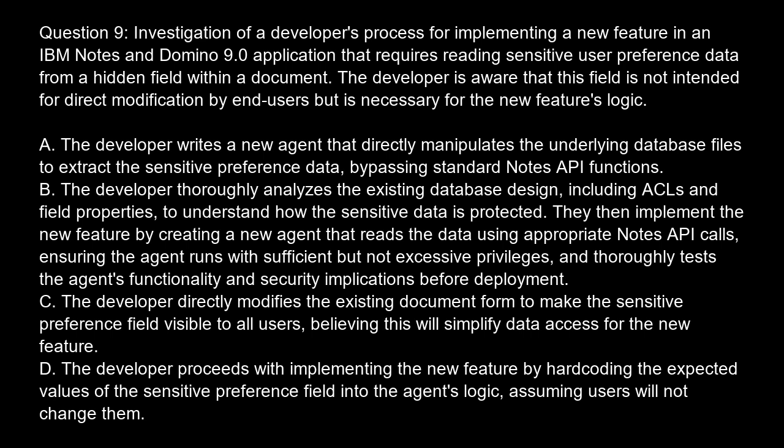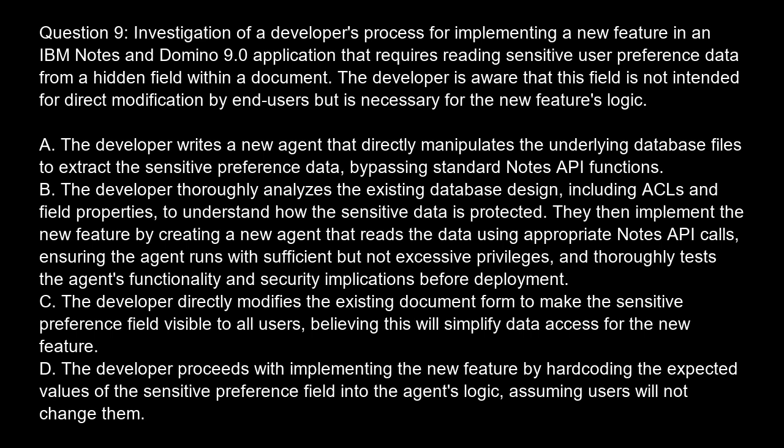Option B. The developer thoroughly analyzes the existing database design, including ACLs and field properties, to understand how the sensitive data is protected. They then implement the new feature by creating a new agent that reads the data using appropriate Notes API calls, ensuring the agent runs with sufficient but not excessive privileges, and thoroughly tests the agent's functionality and security implications before deployment.